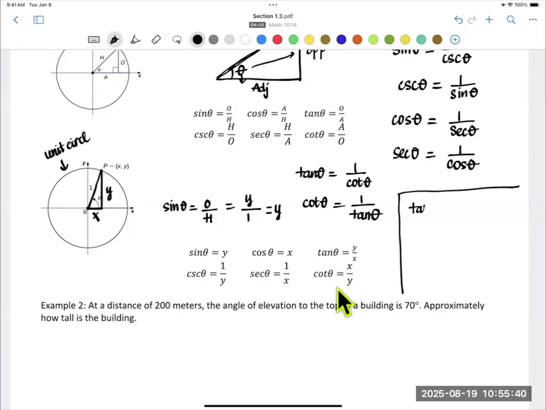Tangent theta can also be written as sine theta over cosine theta. Not the reciprocal relationship, it's because of the definition. Tangent is y over x, and sine is y, cosine is x. So we can write tangent as sine over cosine. And cotangent is the reciprocal of that, so cotangent is cosine theta over sine theta. The theta is just the angle.